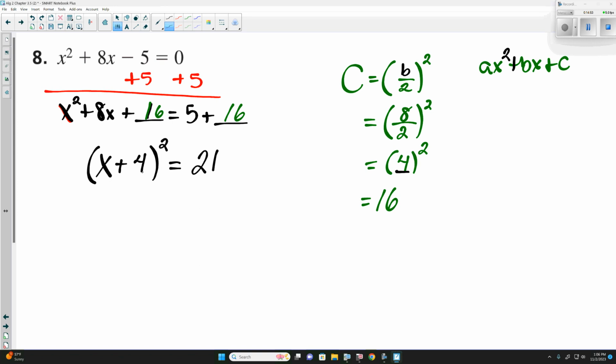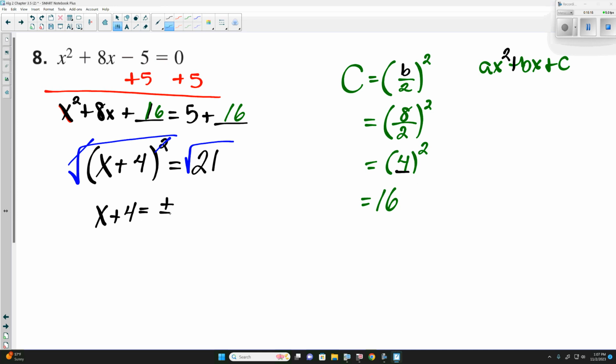Now at this point here, we need to solve. First step in solving is square root both sides. On the left-hand side, the square root and square would cancel, leaving us with x plus 4 equals plus or minus. Then you take square root of 21.